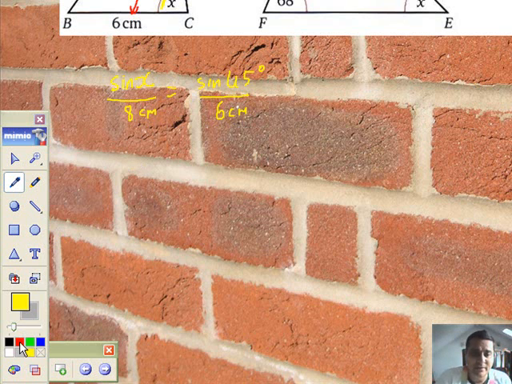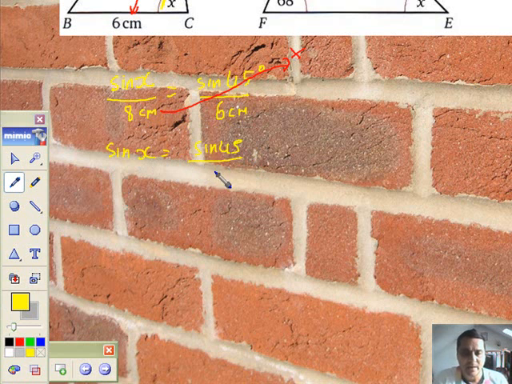So to get sine of X, I just take the 8 over and multiply. So I've got sine X equals the sine of 45, divide it by 6 and then multiply it by 8. So let's ask the calculator what the sine of angle X is. Sine 45 divided by 6 and then times 8 equals, well, I've got all this lovely stuff here.